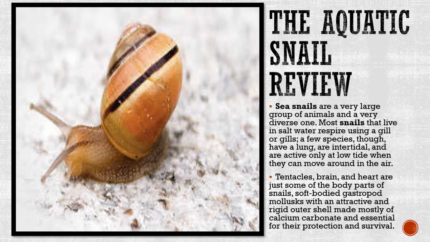These snails have tentacles, a brain, and a heart. Those are just some of the body parts that snails and soft-bodied gastropod mollusks have, with a rigid outer shell made mostly of calcium carbonate, and it's essential for their protection and survival. So these shells aren't there just to be pretty or to be their home, as I've heard a lot of people say, but they're there for their protection and to keep them alive.